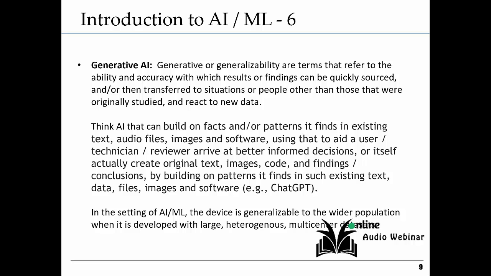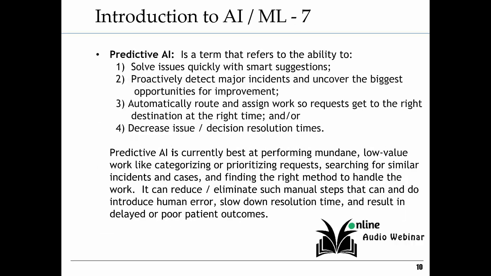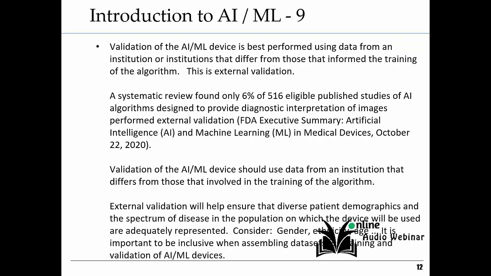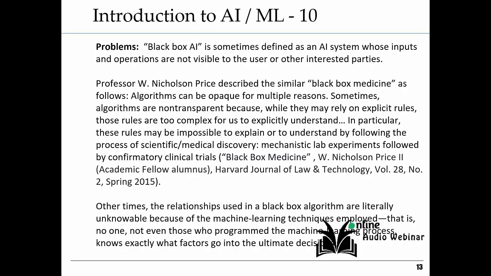Okay, there's two types of AI we'll be talking about here, generative and predictive. Predictive is basically wading through tons of data. You notice here again, as the field grows, it will migrate more to see use in devices at point of care. Validation of the AI ML device is best performed using data from an institution or institutions that differ from those that inform the development of the algorithm. That's obviously important.